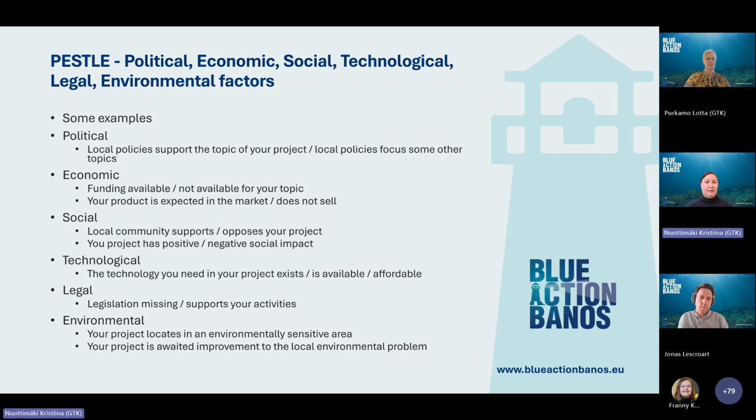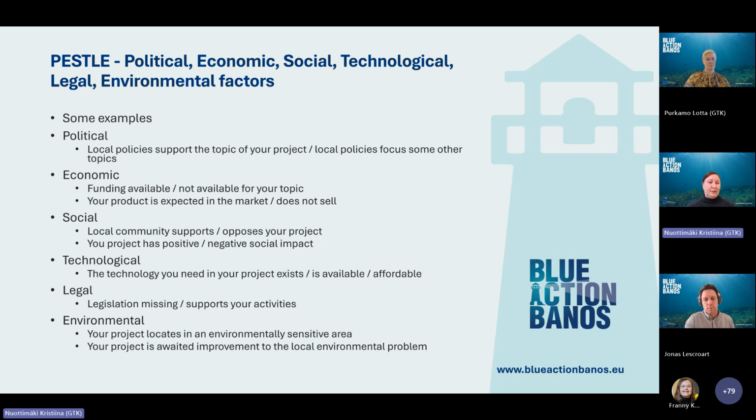Social factors could be that the local community supports or opposes your project, or that your project has a positive or negative social impact. For example, if you protect an area, but the locals would like to swim in that area and have to move to the next beach, they might perceive the project negatively. Technological factors could be that the technology you need in your project exists, is available, and is affordable. And of course, the negative side could be that these are not in place.